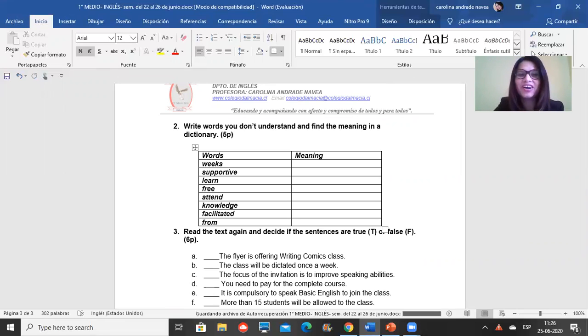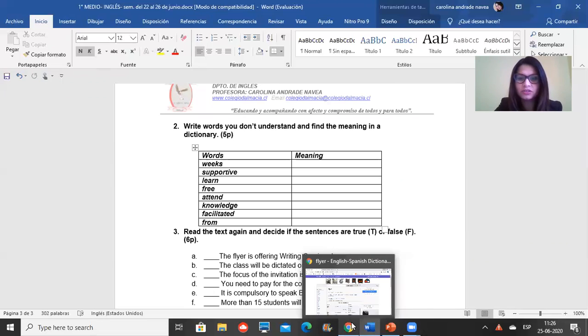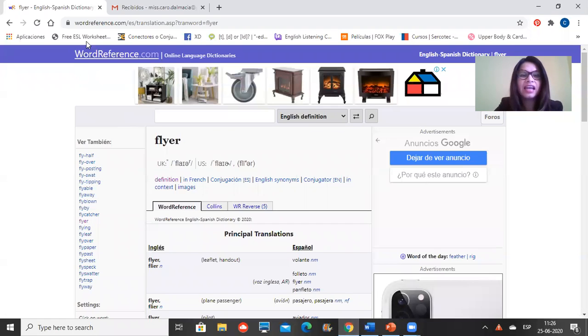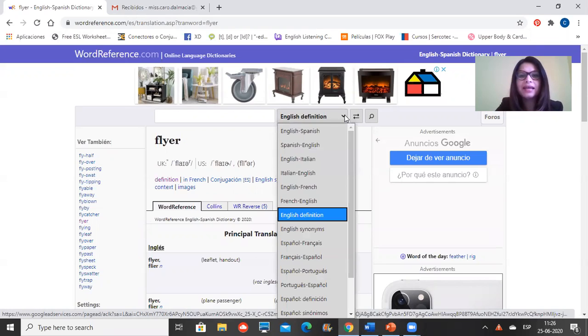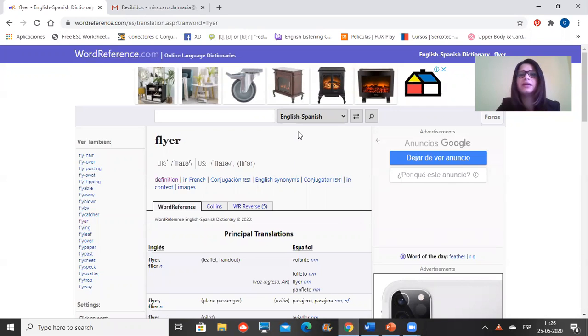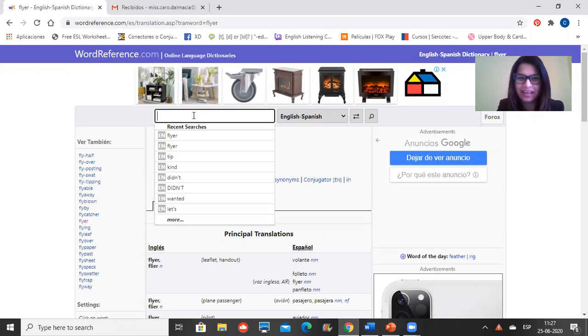Let's wait. Okay, guys, so now we have to go to the dictionary, all right? So I have to go to internet here, and I went to www.wordreference.com, remember? And then just make sure that it doesn't say English definition, but English to Spanish. So that it is going to give you the translation of the word, okay? And not the whole explanation. And then we are going to write here the words we didn't know.